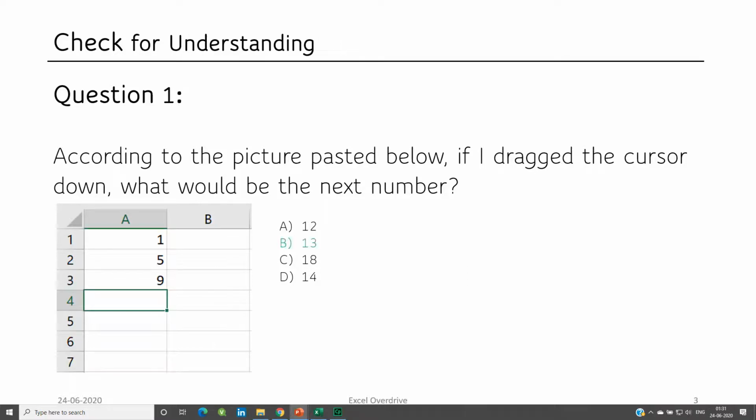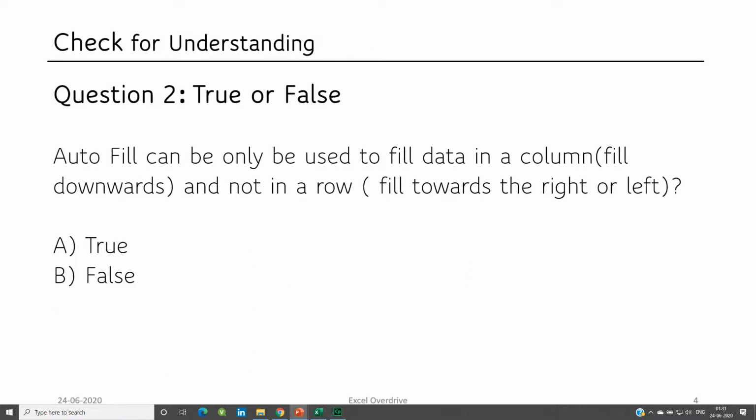Moving on, question number 2 asks, autofill can be used to fill data in column, that is filling downwards, and not in a row, which is filling towards the right or towards the left. So is this sentence true or false? 5 seconds again to think. So if you choose false, you're correct, because autofill works left, right, up as well as down.